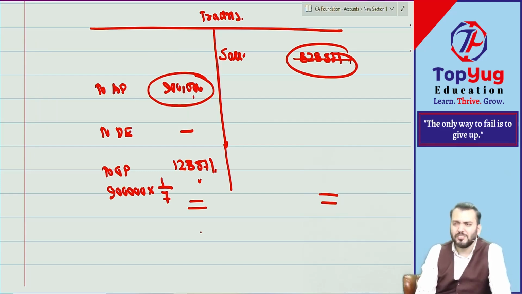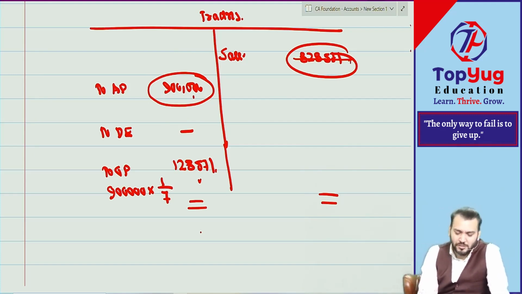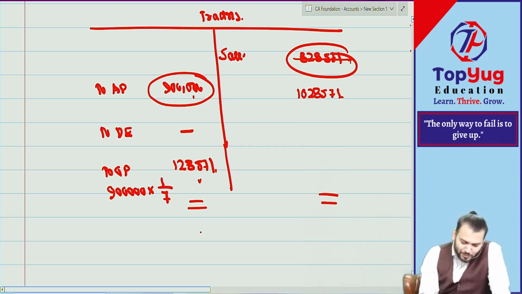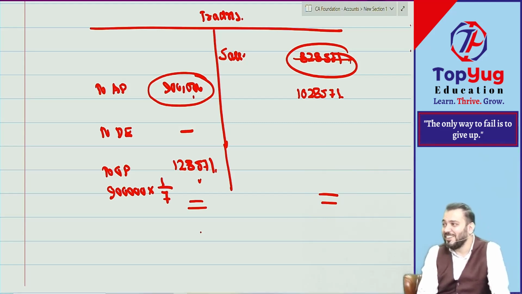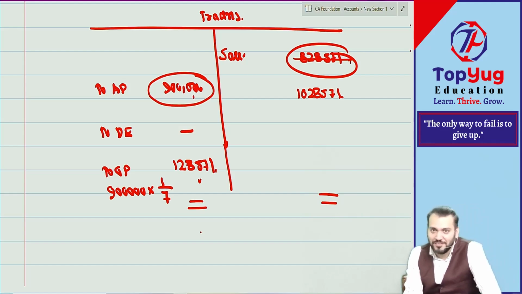Adjusted purchase will come, that you have understood. Opening stock and closing stock will not come in the last question. Remember the last question? So this will be how much? This plus this, how much? 10 lakh 28,000. Then 9 lakh minus 1 lakh 28,000 is 8 lakh 28,000. What is this? A terrible mistake. But a mistake can be made by any person.